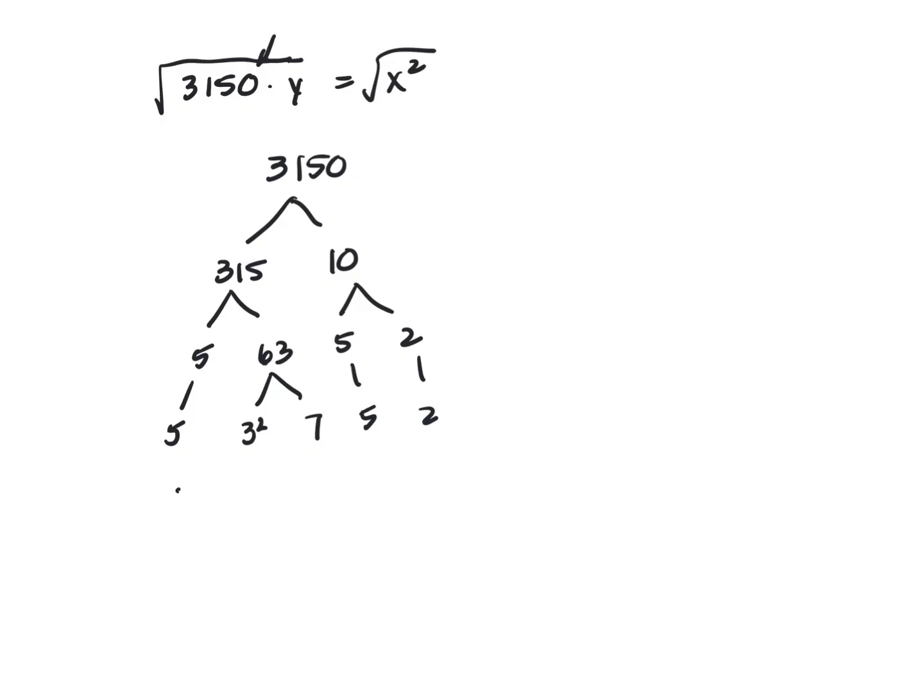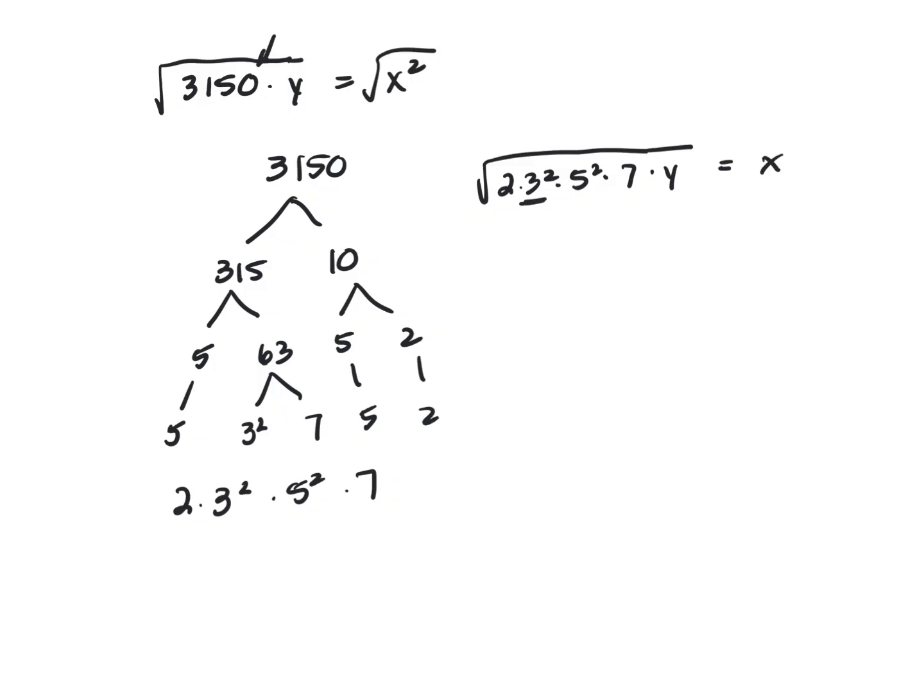So what are you left with here? You've got a 2, you've got a 3 squared, you've got a 5 squared (two 5s), and you've got a 7. So what we have on the left-hand side is 2 times 3 squared times 5 squared times 7 times y, and that's got to be a perfect square. I'll just go ahead and call that x.